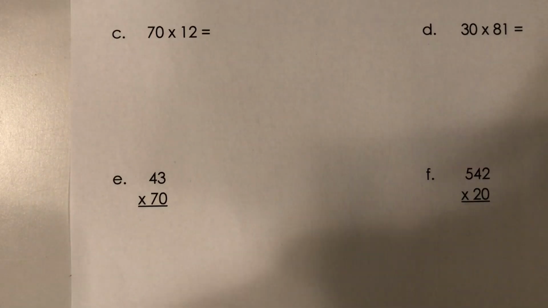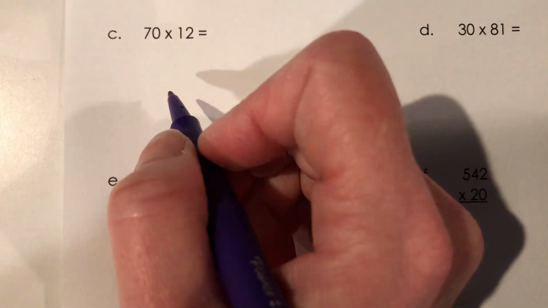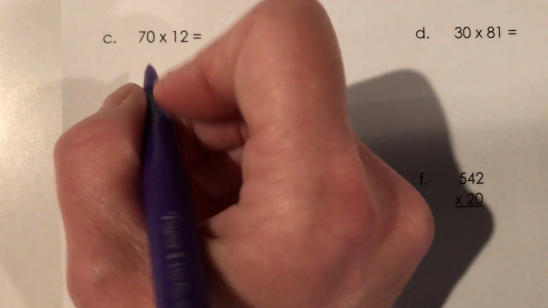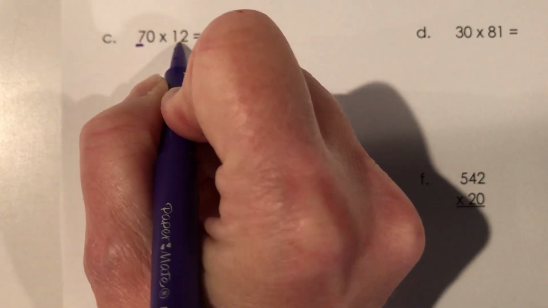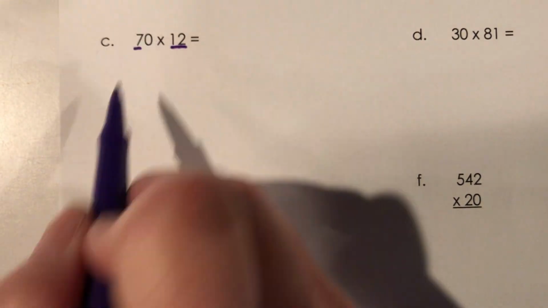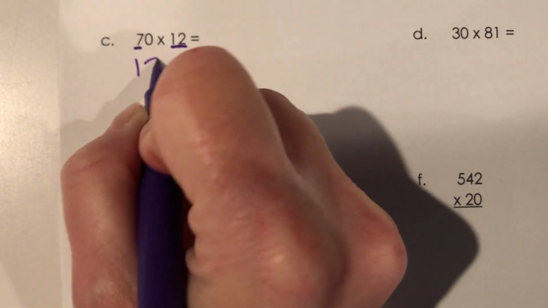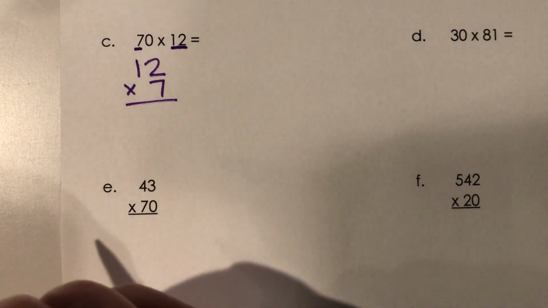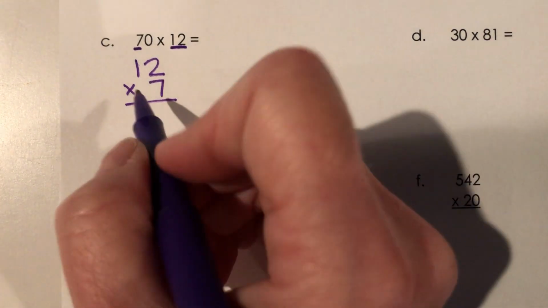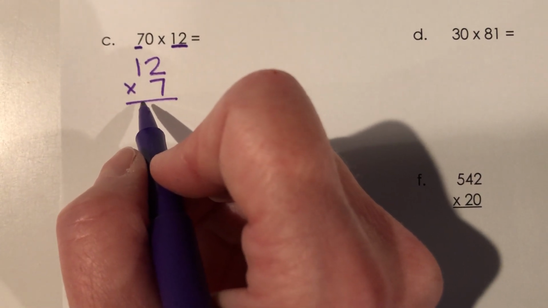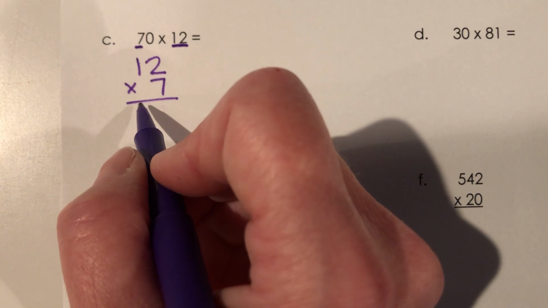Okay, next one, 70 times 12. I switched up the order for you on purpose, but this is the multiple of 10, right? So what I want to do is I want to do 7 times 12, right? And then we'll do that multiplying by 10 at the end. So I'm going to rewrite this as 12 times 7. And this is like what we did yesterday. I know that there's more than one way to do it, but I do want to practice with the standard algorithm.